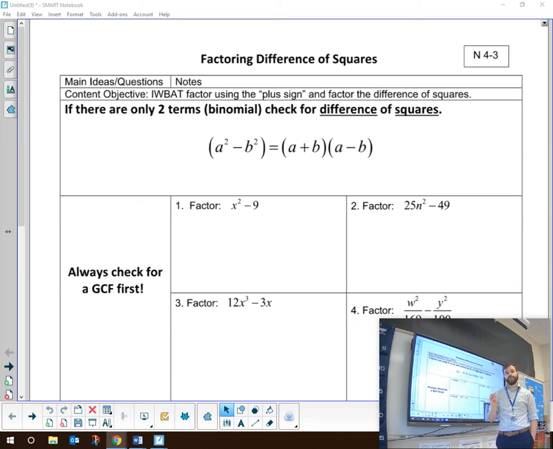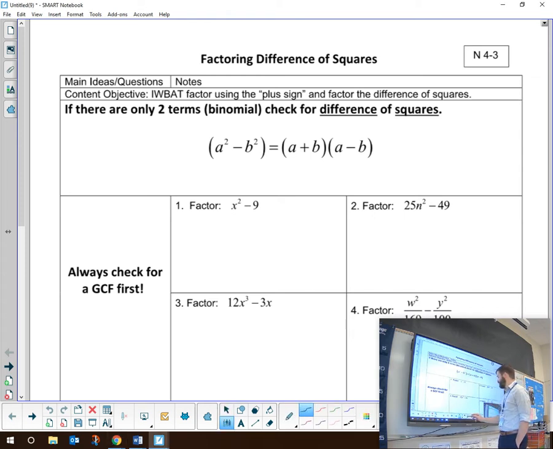Now this only works if we are subtracting. So that's why it's called difference of squares, and it only works if both numbers are perfect squares. Let's take a look at an example. Number 1 here, I have x squared minus 9. So x squared is obviously a perfect square, and 9 is a perfect square.